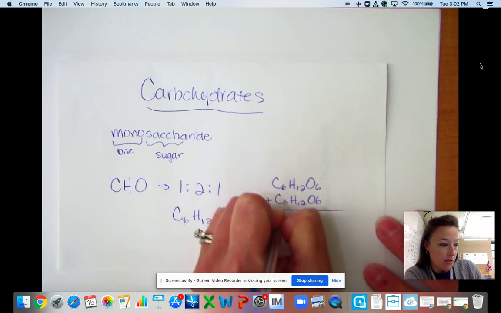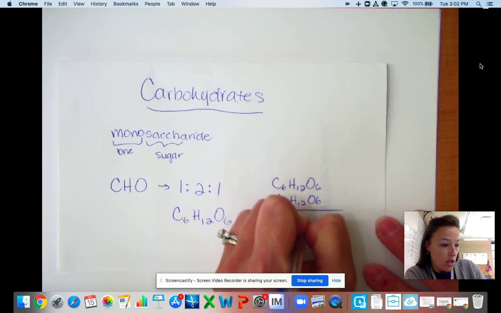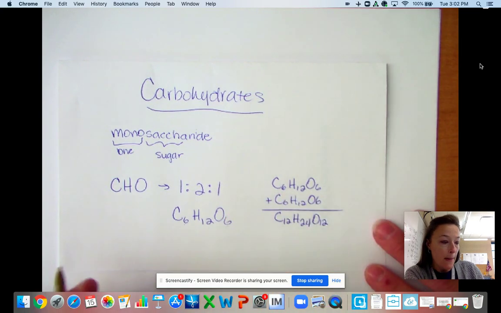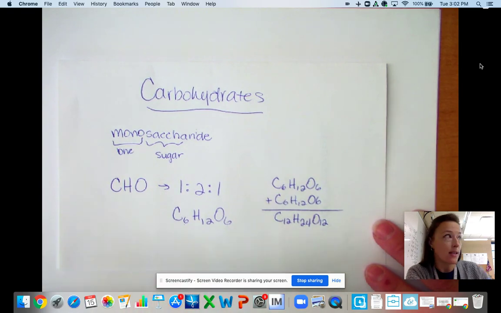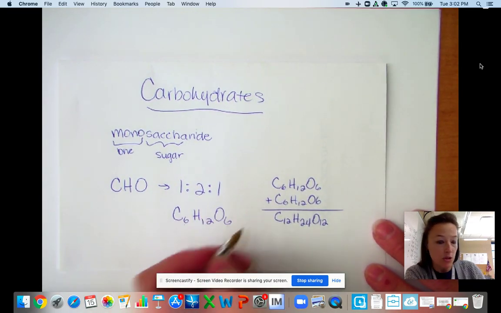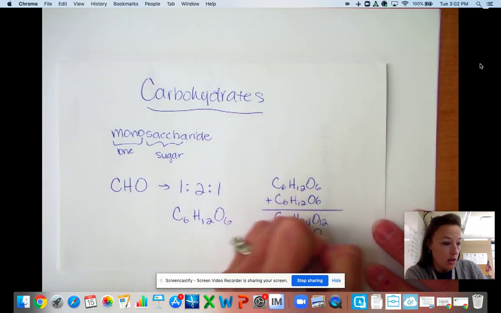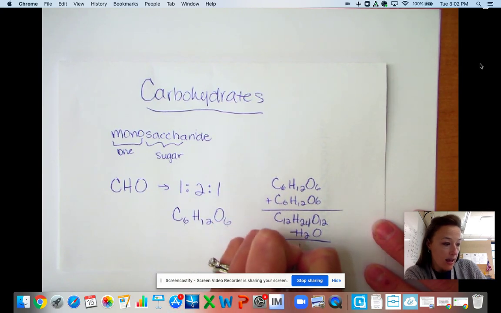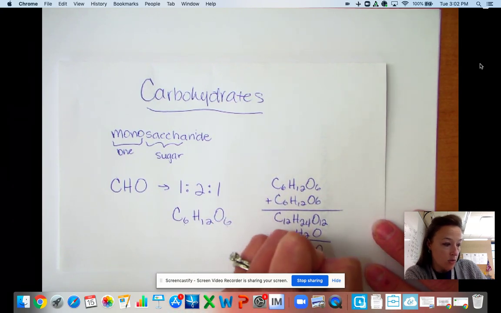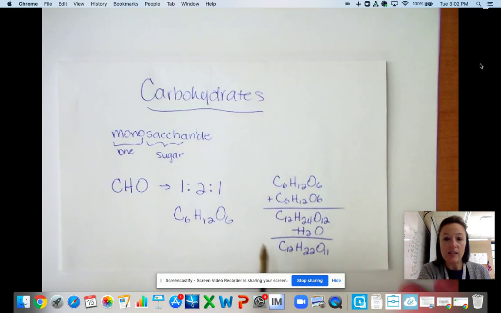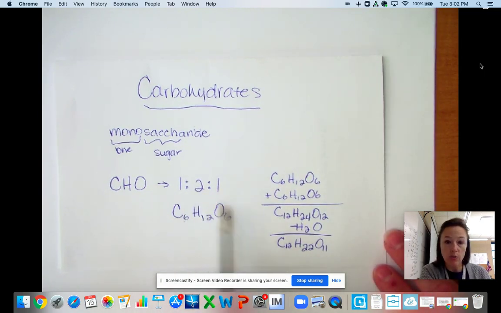C6H12O6 plus C6H12O6, we add them together, that's going to be C12H24O12. But if you'll remember from dehydration synthesis, when you add two monomers together, you lose a water. And so what we actually have is C12H22O11. That is still a carb, even though it's not exactly 1 to 2 to 1, it's really close.